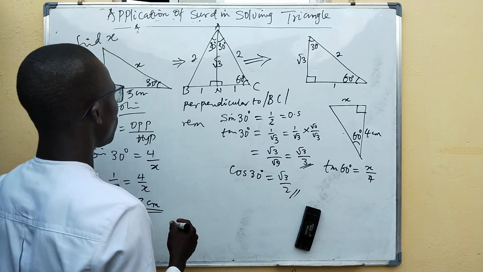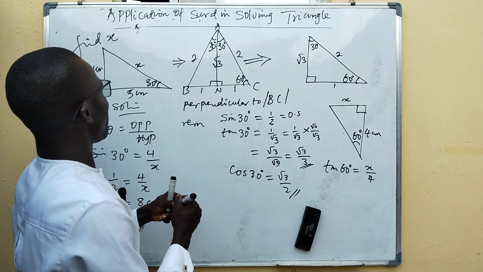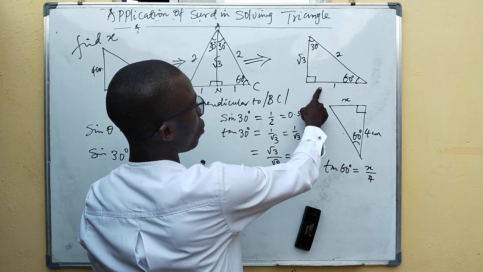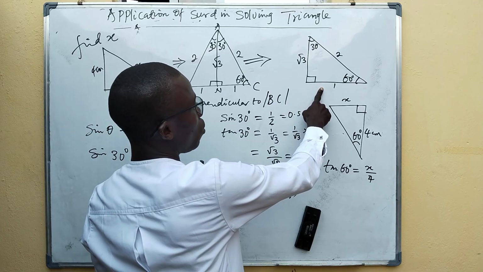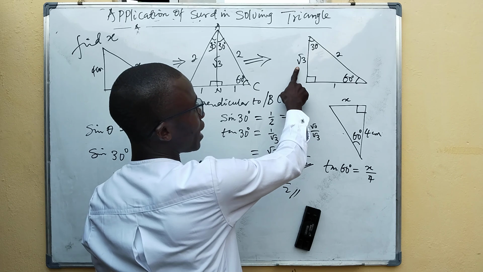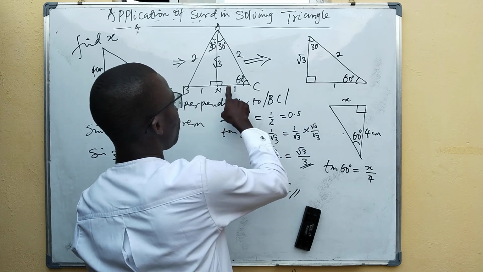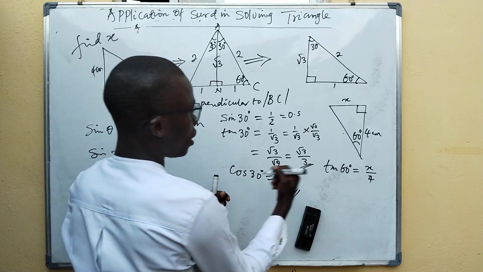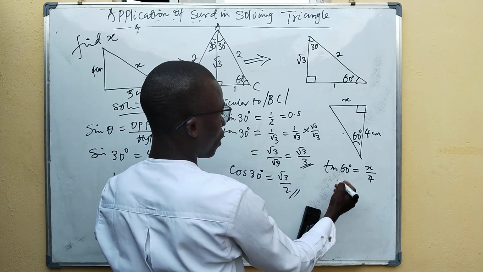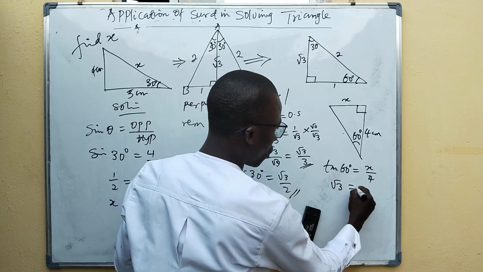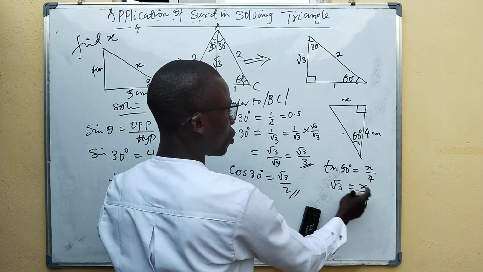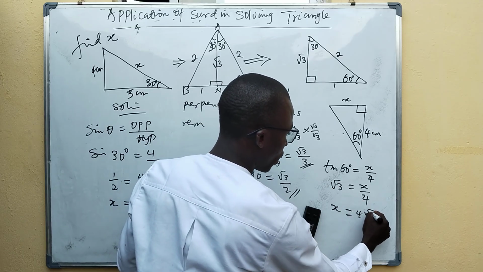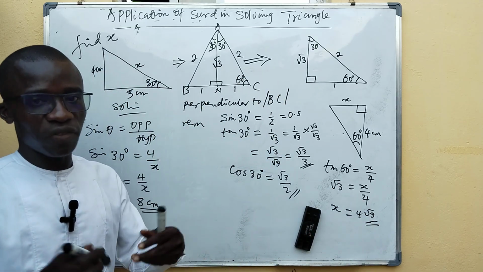To get tan 60, you come back here, with respect to 60 degrees. This is opposite over adjacent. This is our opposite and this is our adjacent. Same thing. Our tan 60 will be root 3. So tan 60 is root 3, which is equal to x over 4. So what do we do? x will be equal to 4 times root 3, which is 4 root 3. So this is the answer. It is just very, very simple.